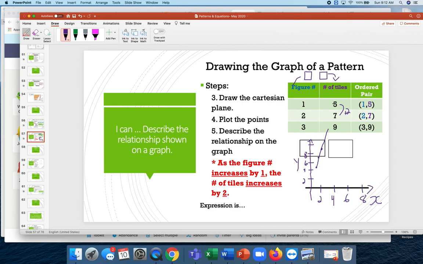As the figure number increases by 1, the number of tiles increases by 2. Okay, so that's our relationship, because it's going up by 2. So as the figure number increases by 1, then our number of tiles increases by 2. Okay, that actually is right.